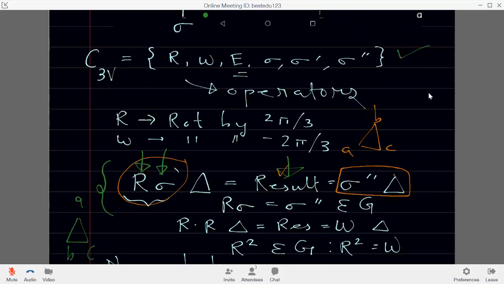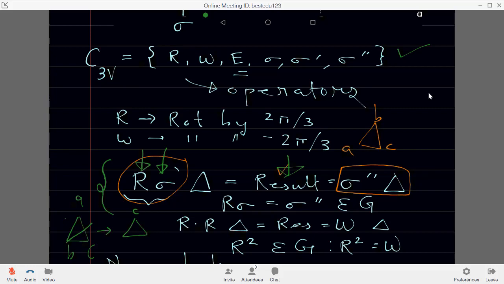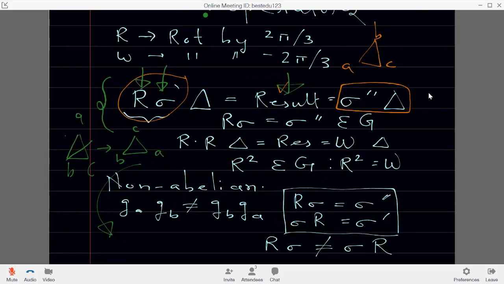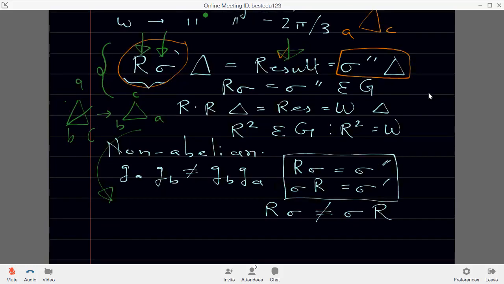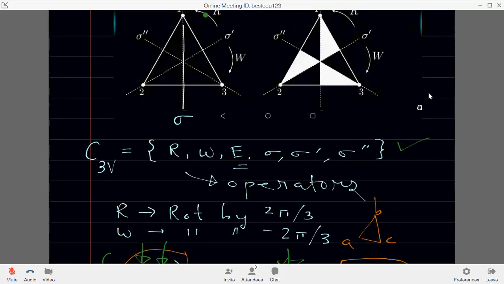If we apply rotation, R takes it like this. So what should we get? If R takes it like this, I'm getting A C B. So this is my result. Now let us apply sigma double prime. This is my triangle ABC I start with, and sigma double prime is a reflection about this. So I should get A B C. I think I made a mistake.